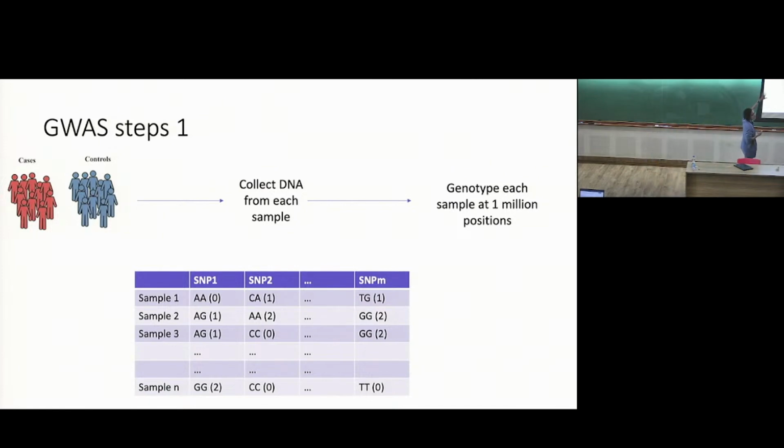So let's say you care about diabetes, your first step is to collect your sample, cases, controls, collect DNA, genotype each of them at 1 million tag SNPs, and what you get is something like this, where for each SNP, where M is 1 million, you get a genotype matrix, right? And here we label our genotypes as 0, 1, and 2, right?